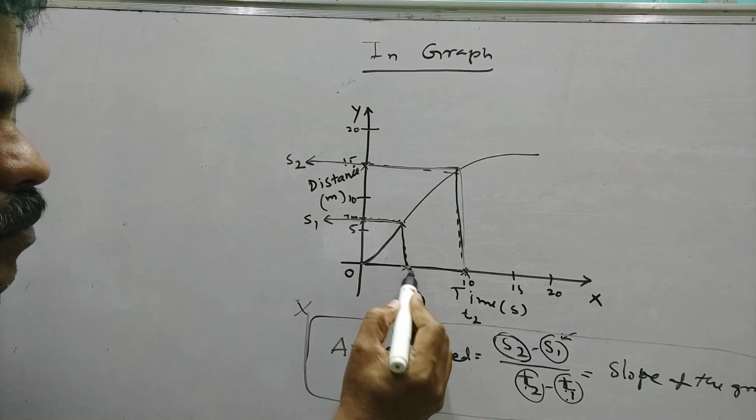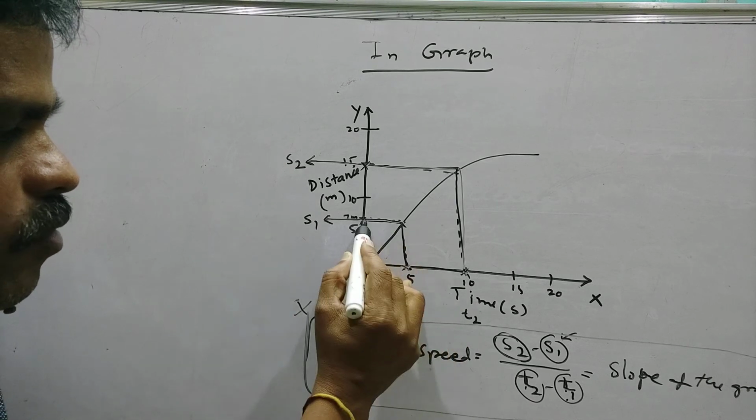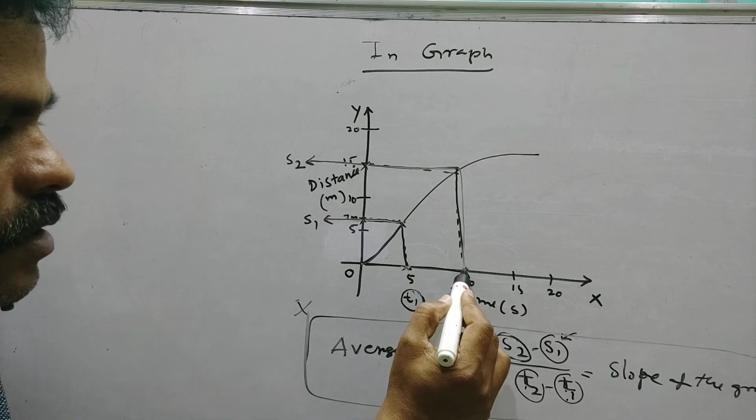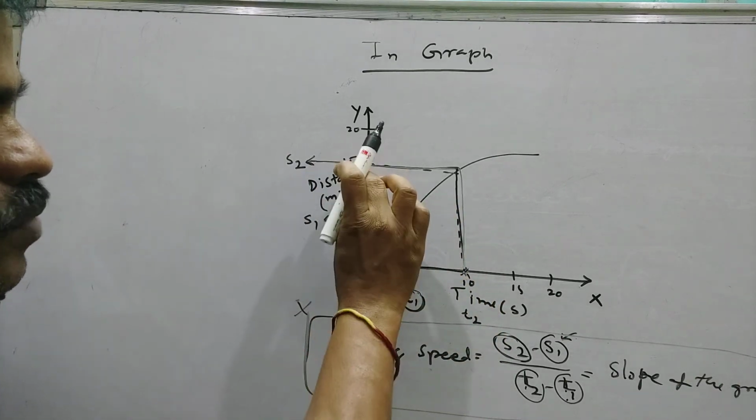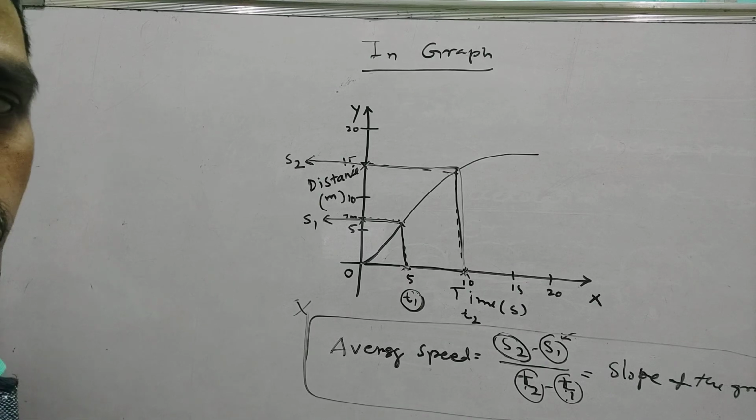First put a point, then regarding this point how much distance is there, regarding this other point how much distance is there. This is S2 minus S1 by T2 minus T1. This is the formula for average speed.